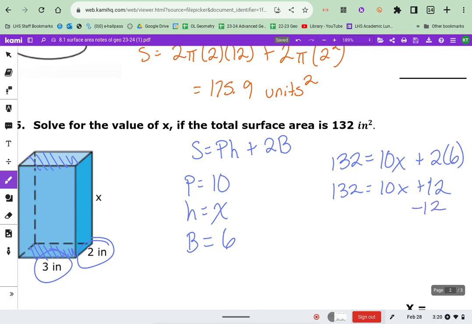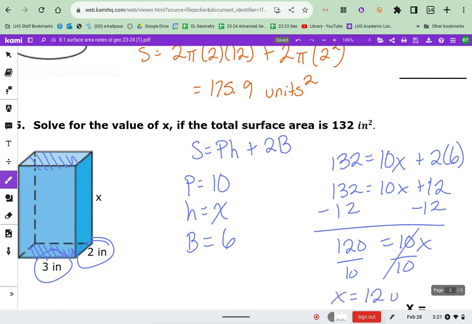So now we're just going to solve for x. I'm subtracting 12 from both sides to get 120 equals 10x. And then you can divide by 10 on both sides. The missing height is 12 inches. And notice it's not square inches, it's just plain inches, because if you measure a height, that's just an up and down. There's no surface to that. It's just, measure it with a ruler.